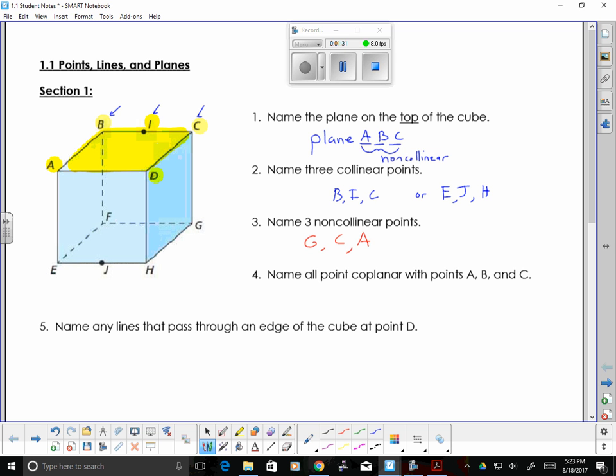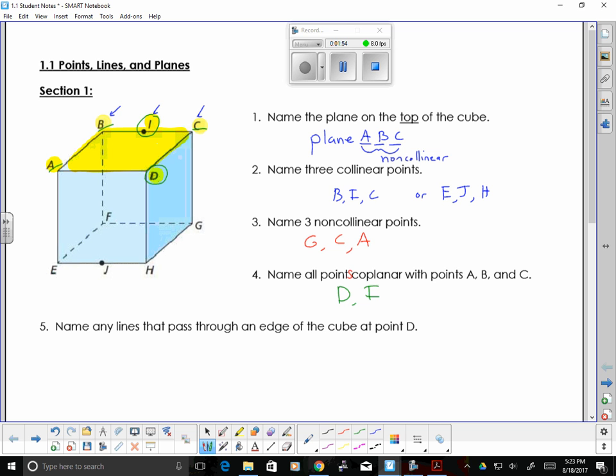So name all points, this should say points, coplanar with points A, B, and C. So we looked at that up above. We see that here's A, here's B, and here's C. We're talking about the top of the cube. So that leaves us with point D and point I.